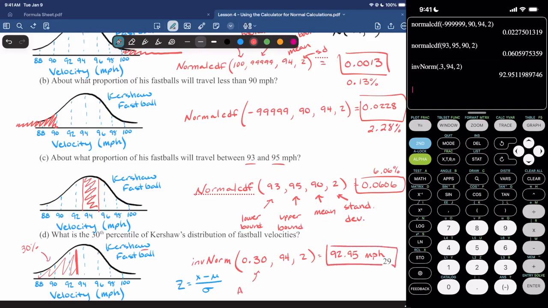All I give is my area. So in this case, that is my percentile. This one right here, 94, that's my average, and my standard deviation. All right, all done.